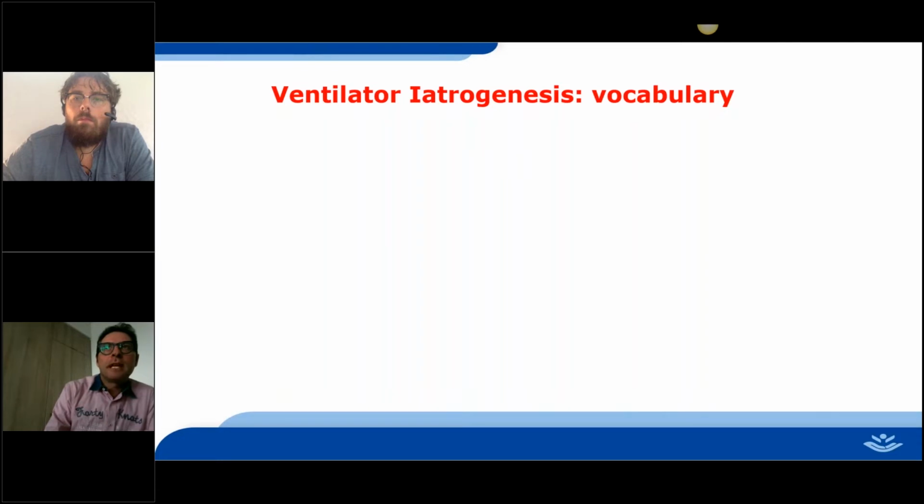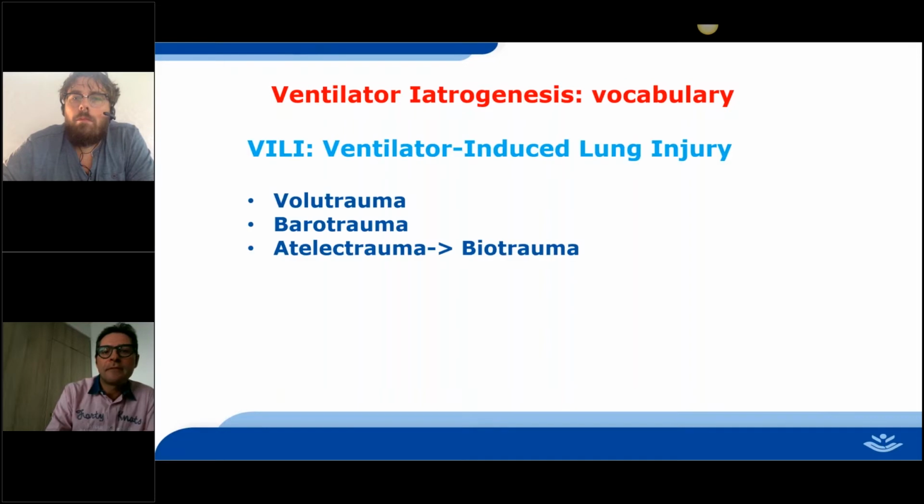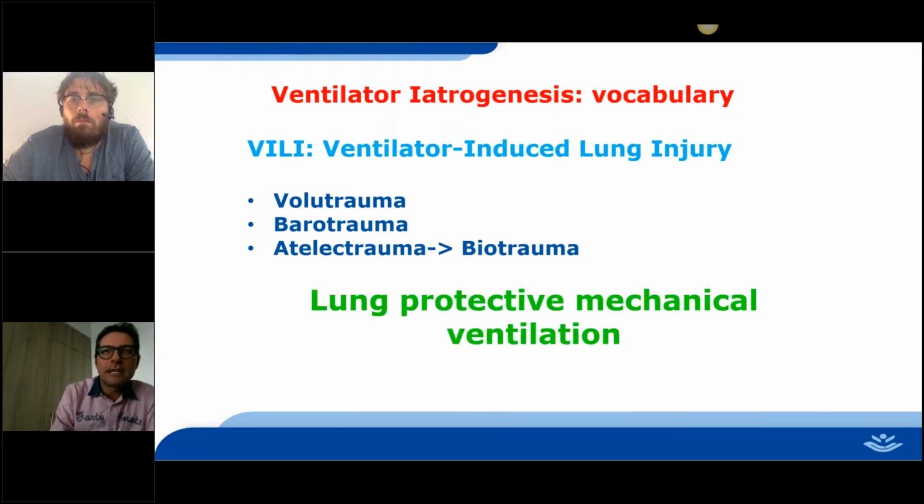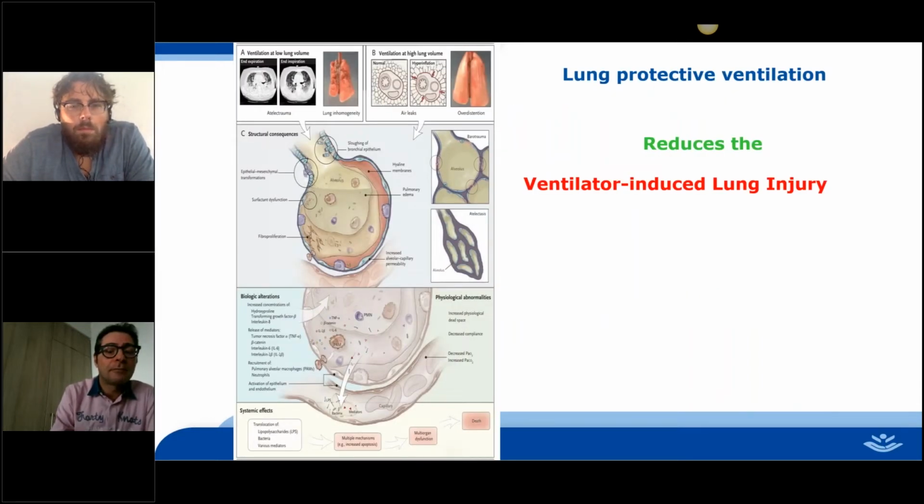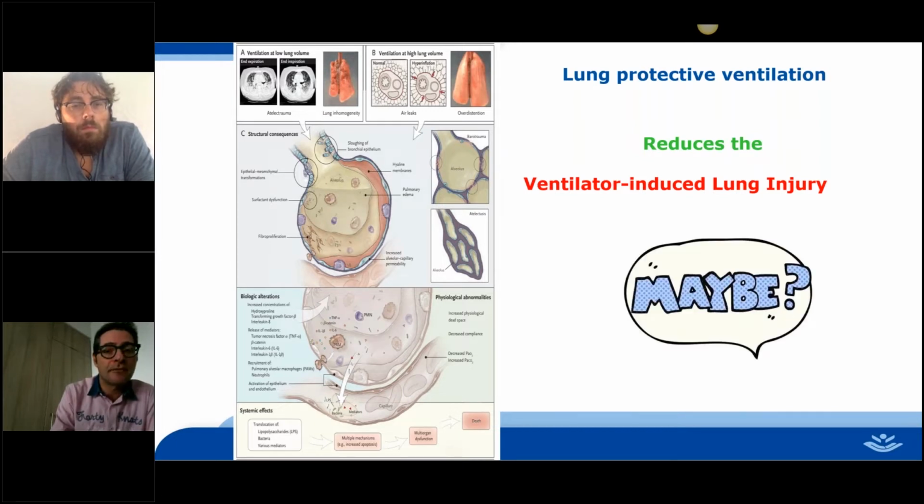Now, before giving you the numbers, another concept that we have to remind is the whole ventilator iatrogenesis vocabulary that we have discovered in these years. We know that ventilator-induced lung injury is composed of volutrauma, barotrauma, atelectrauma, and all of these move to biotrauma. And we also know that we learned important strategies to protect our lung, the lung protective mechanical ventilation. Unfortunately, we are not sure if lung protective ventilation is so safe. It can be safe for a lot of patients, but not for everybody.